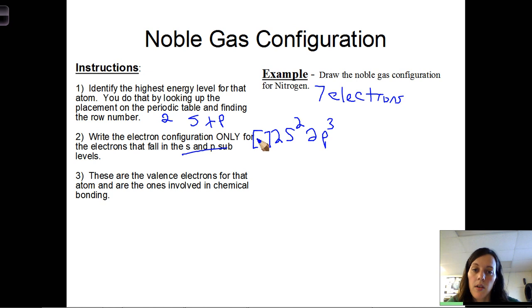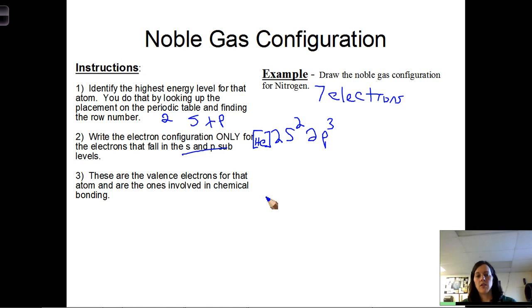So if we put helium here in square brackets, helium had 2 electrons, plus 2 plus 3 gets us to our 7 electrons. So if you're unsure of which noble gas, specifically anything in column 18, should go in square brackets, you can always do the mental math after you've written it out and make sure you've come up to the total number of electrons.